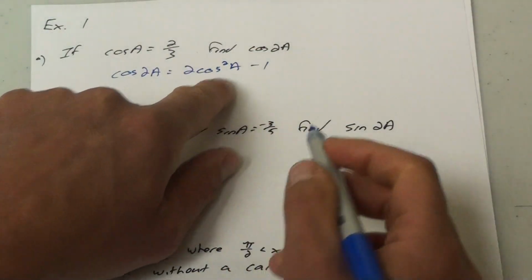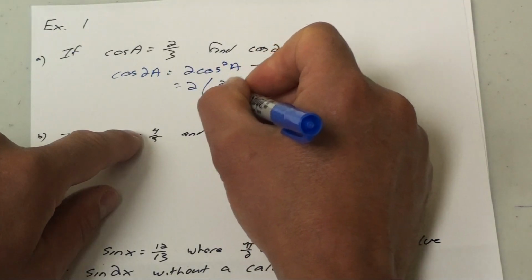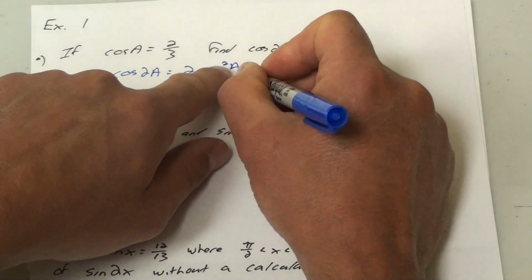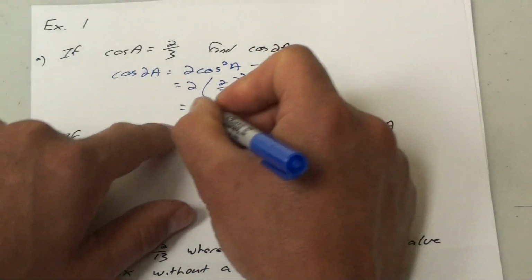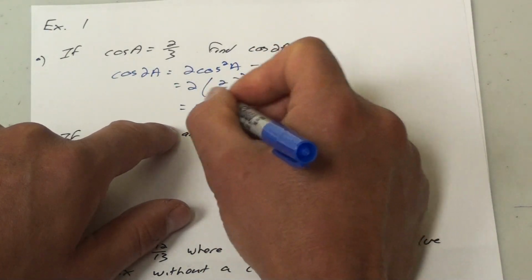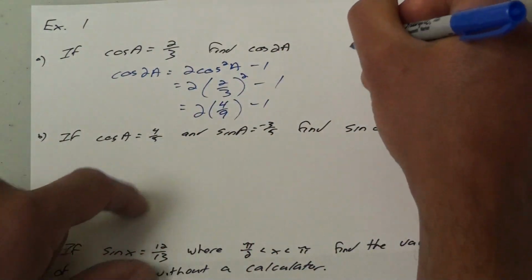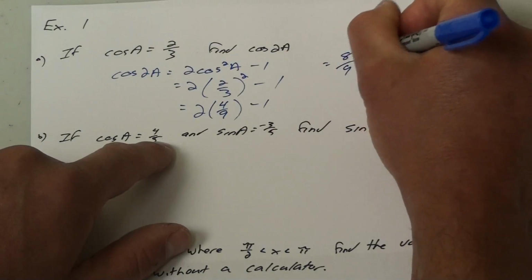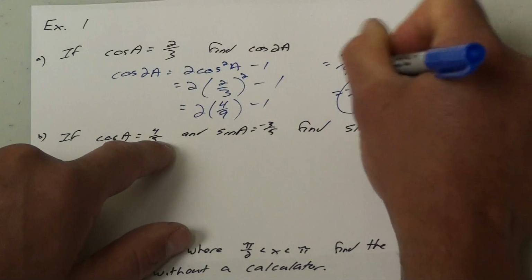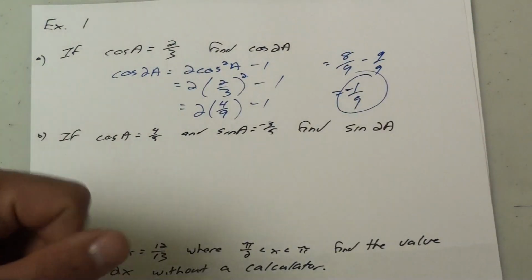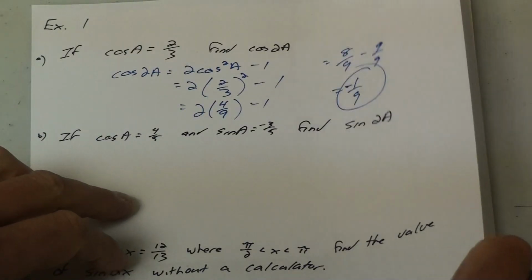Now we know what cos A is equal to. It's equal to 2/3. So I have 2/3 for cos A, but that's 2/3 squared, cos squared, minus 1. 2 times that squared becomes 4 over 9, squaring both the top and the bottom, minus 1. That would give me 8 over 9 minus 9 over 9, which would give me negative 1 over 9 as an answer. Okay? So again, you're just going to be working with your fractions a little bit.